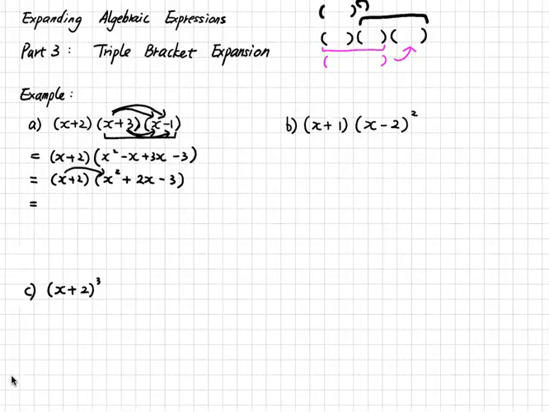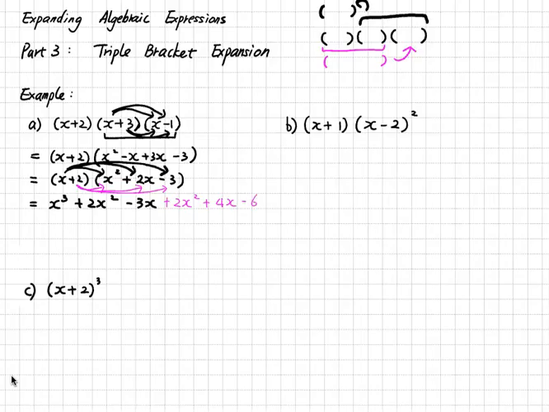So we have x times by x squared, that's x cubed. X times by 2x, that's 2x squared. And x times by negative 3, negative 3x. Now, we're going to look at the second term, which is 2 in the first bracket. So 2 times by x squared is plus 2x squared. 2 times by 2x is plus 4x, and you have 2 times by negative 3, which is negative 6.